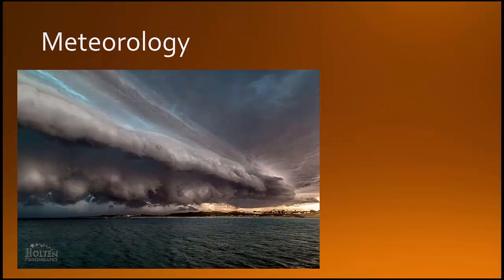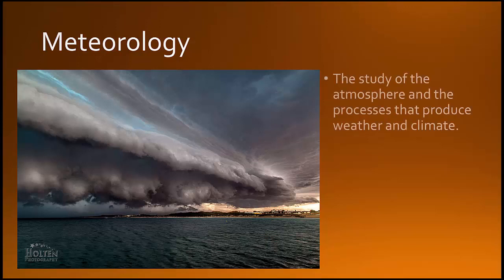The next branch that we're going to look at is meteorology, and this is a pretty cool shelf cloud. Meteorology is the study of the atmosphere and the processes that produce weather and climate. All right. What's the difference between weather and climate? Weather is short-term variations in the atmosphere, the different temperatures on a day-to-day basis, whether it's raining or not. Climate, on the other hand, is a very long, like 30-year average of the weather conditions, the temperatures, and does it rain, or is it really dry, or things like that.